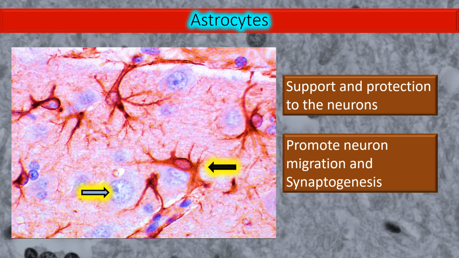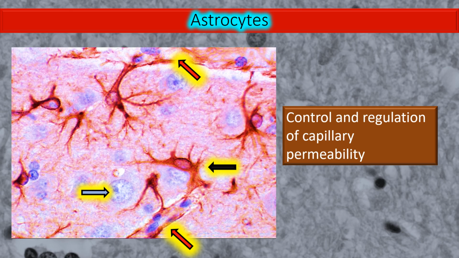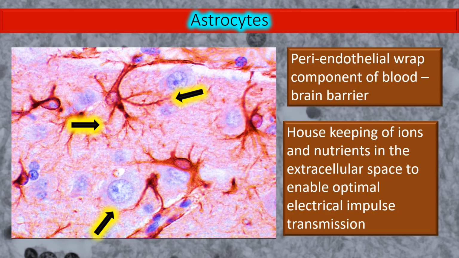You can also see here there is a blood vessel, and the astrocyte is actually at it. This is from an actual stained histological slide. Therefore, I have mentioned control and regulation of capillary permeability. Next, they form some kind of a periendothelial wrap, and to that extent they are very important components of the blood brain barrier by being closely associated with the endothelium.